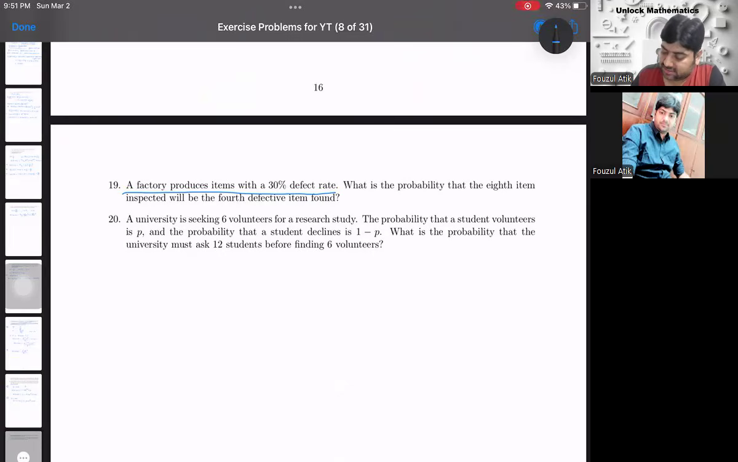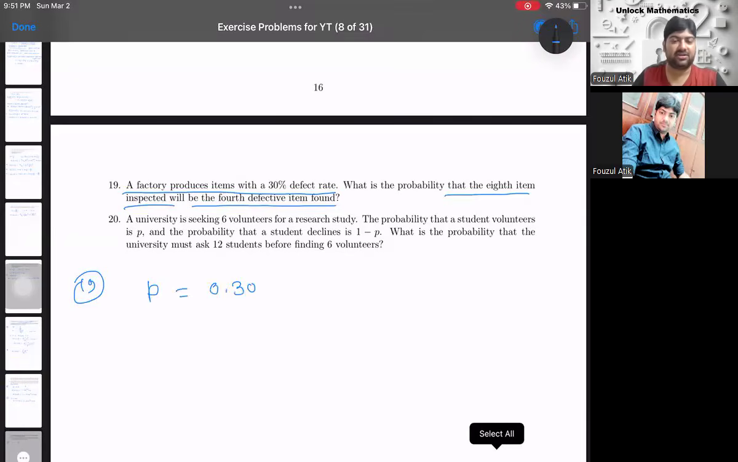Now here it asks for the probability that the eighth item inspected will be the fourth defective item. So you will be doing 8 trials, and at the eighth trial you will get the fourth defective item, right? So that means in 8 trials you have to get 4 successes, and exactly at the eighth one you got the fourth defective item. The probability of success in each trial is 30%. So p is equal to 0.30. 30 by 100 is 0.30.